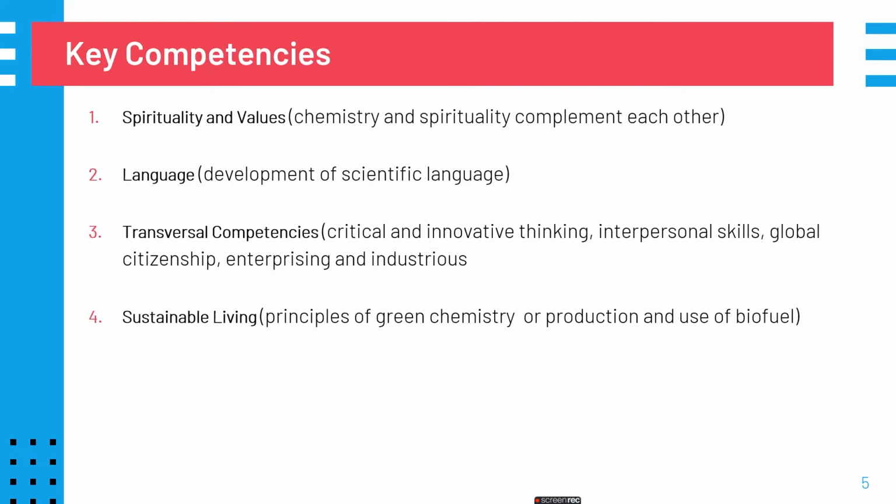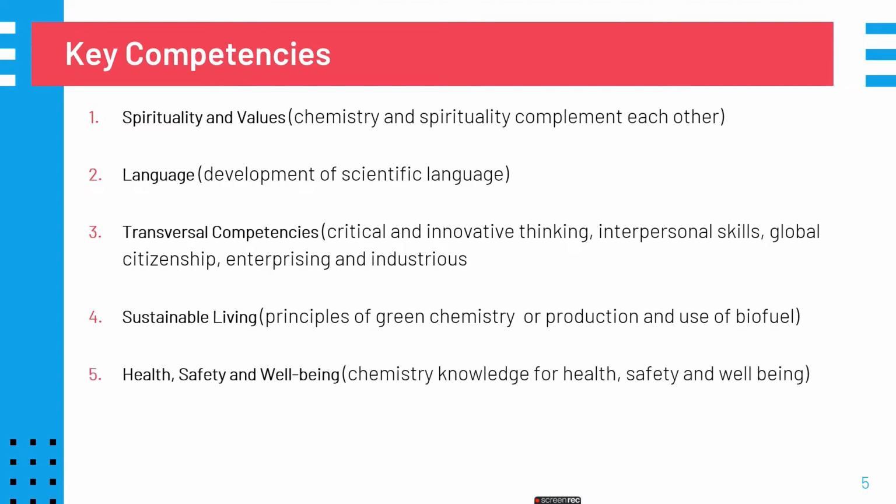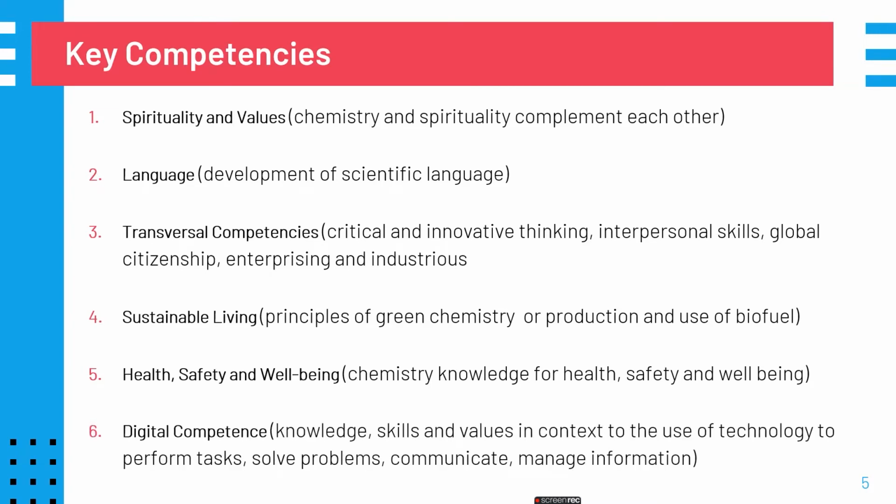The next is health, safety, and well-being. Knowledge of health, safety, and well-being can be promoted through the knowledge of chemistry. For example, knowing the components of certain consumer products may help us to identify the chemical components in the product that can be a potential health hazard. Next is digital competence, the use of technology to perform tasks, solve problems, and communicate and manage information.